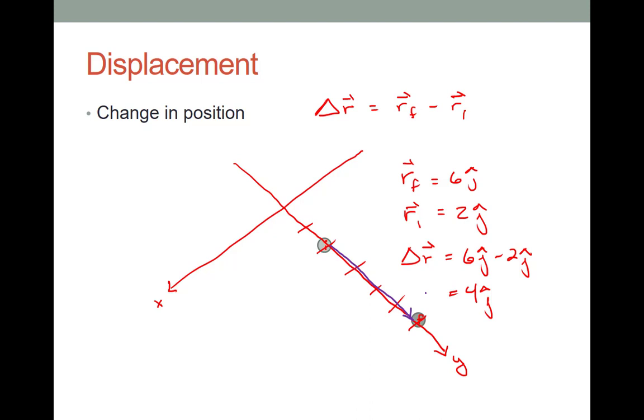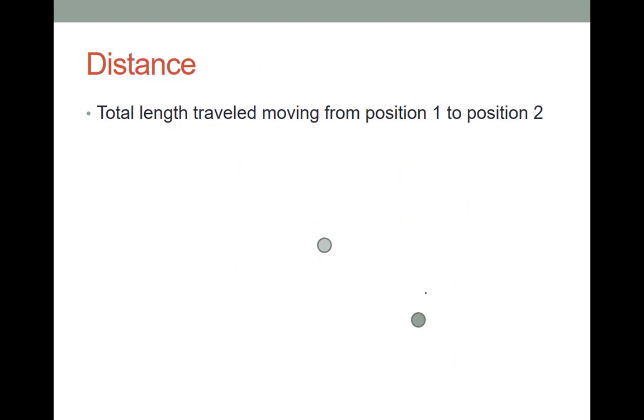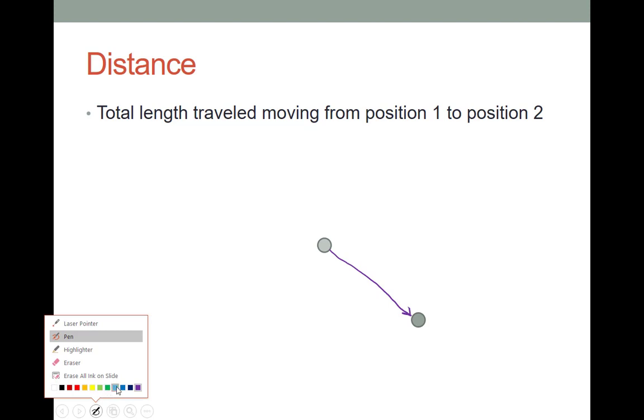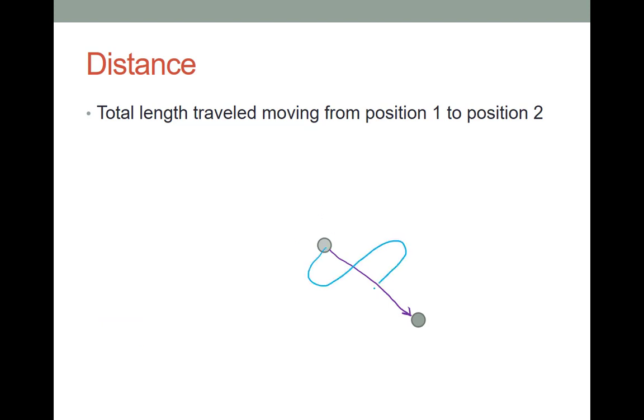Distance, unlike position, unlike displacement, is a scalar, and it depends on the path that you take to get from one position to another. If I go from my initial to my final along the straight line, that distance would be the magnitude of my displacement. But you could also imagine taking a more circuitous path, in which case the distance you traveled to get from your initial position to your final position would be much larger.